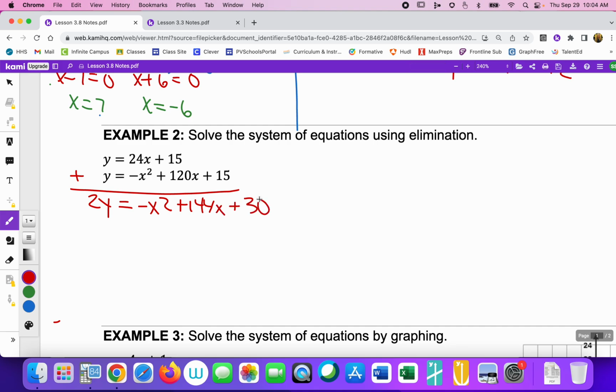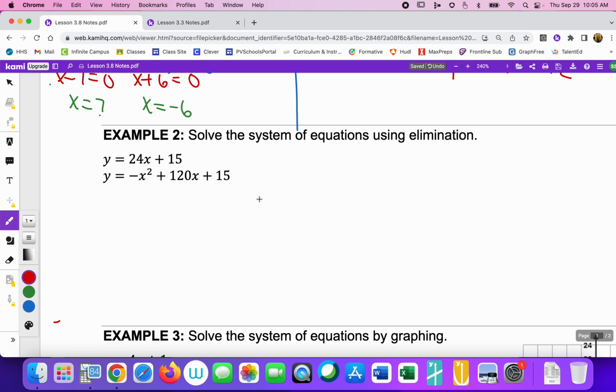This does not help in any way because there's still a y and there's still x's. We need to solve for one at a time. Okay, so this doesn't help anything. So we need to adjust it slightly at the very beginning. Okay, so what we're going to do, the easiest way to approach these, you want to eliminate the y's.